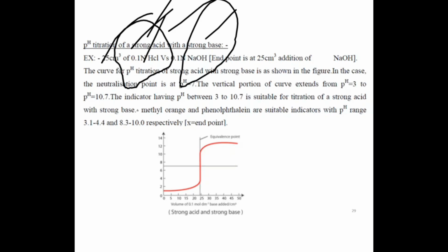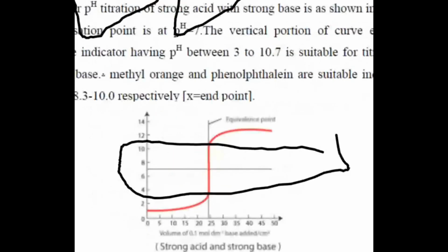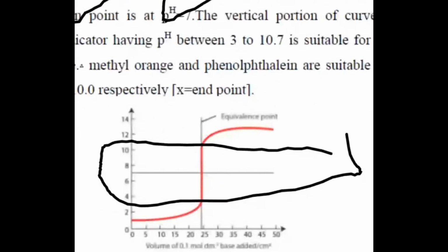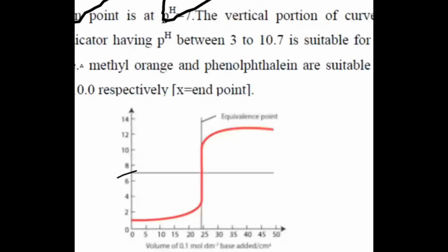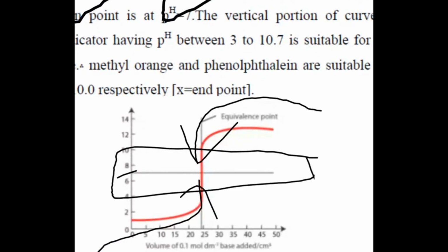Here the reaction is taking place between strong acid and strong base. The point of neutralization is 7. You can see it from the plot. Whether you add the volume of base to the acid, or acid to the base, the point of neutralization will be 7. So this is the plot of it.